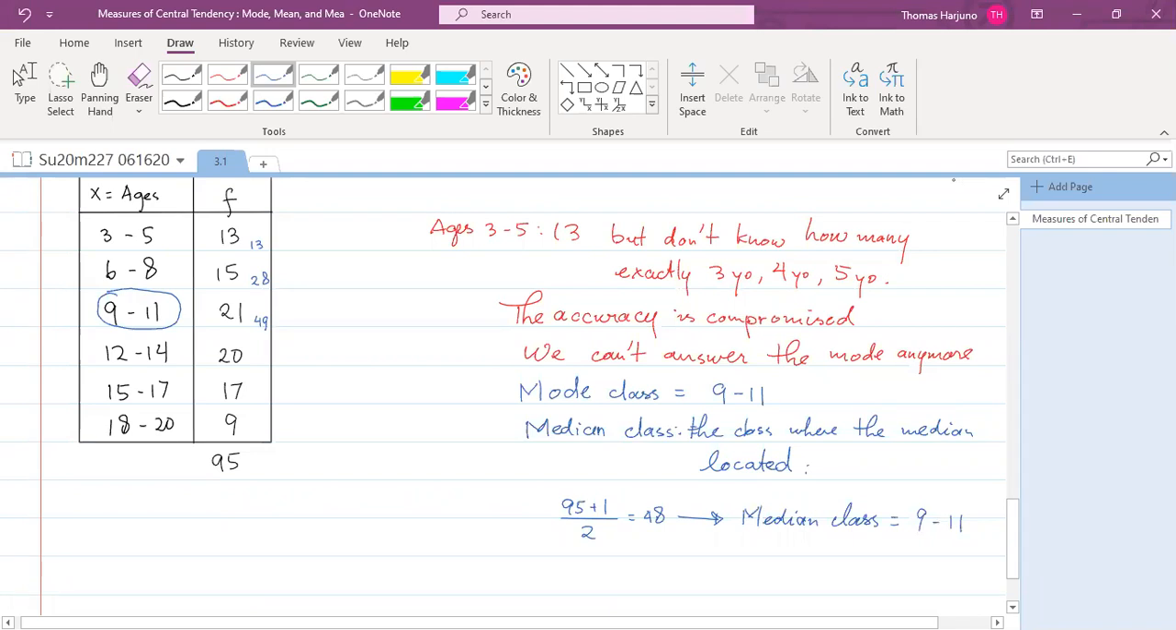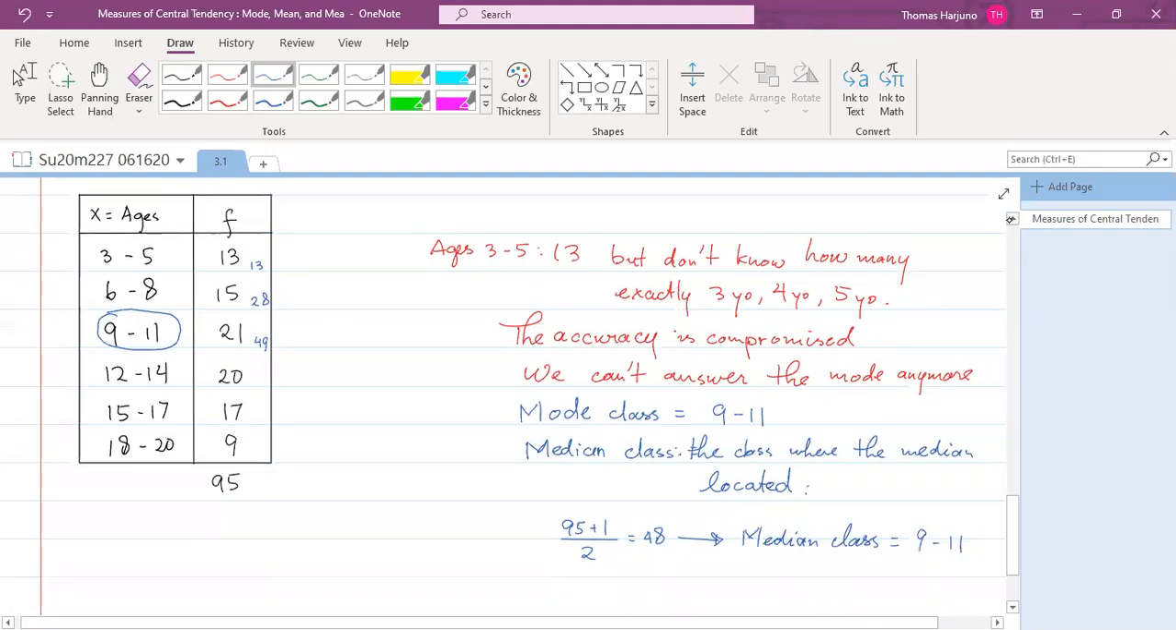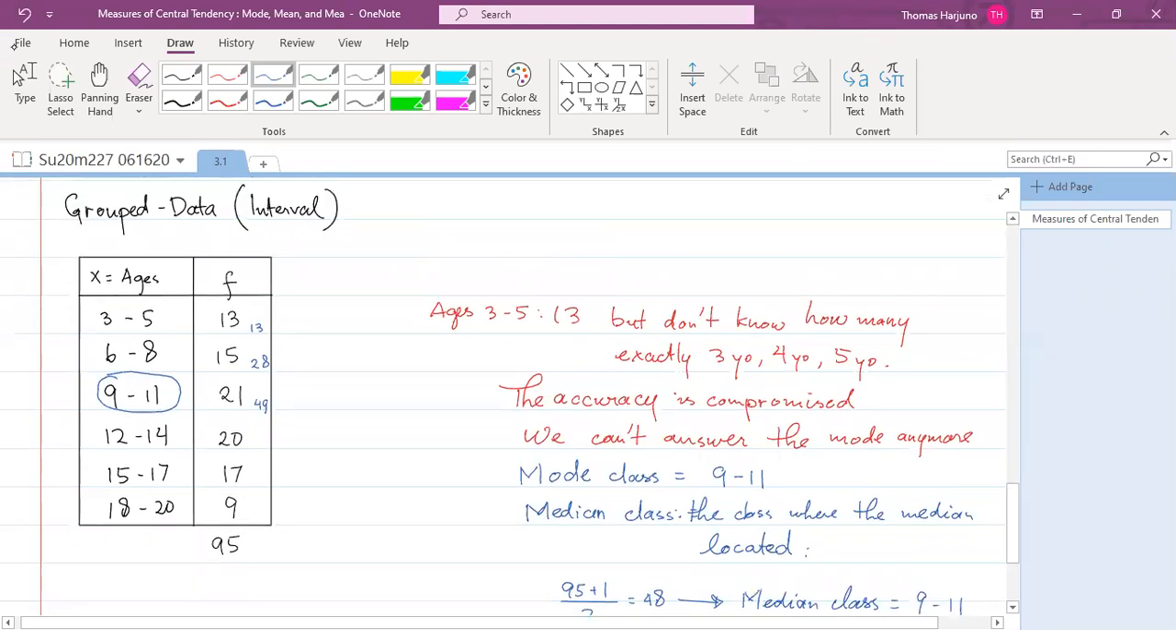Now, I hope I'm pretty clear, because of the nature of this grouped data, each one of these classes is an interval, not a single point. So we don't know precisely how many threes, how many fours, how many fives, how many sixes there are, because they already grouped them together into one class, for each group 3 to 5. Because we don't have such precision, we cannot answer precisely what's the mode, but we can answer what's the mode class. And we can also answer the median class, the class where the median is located.